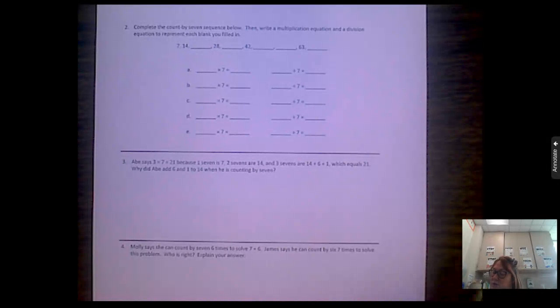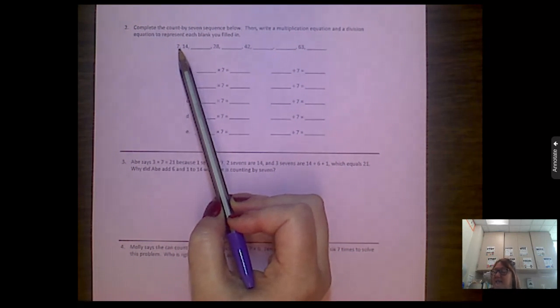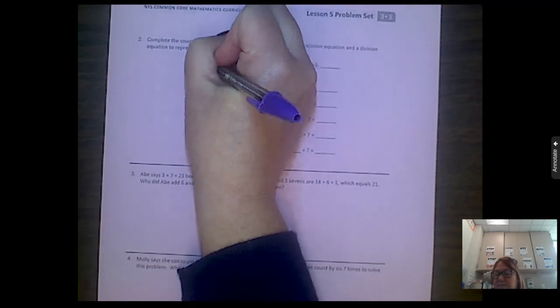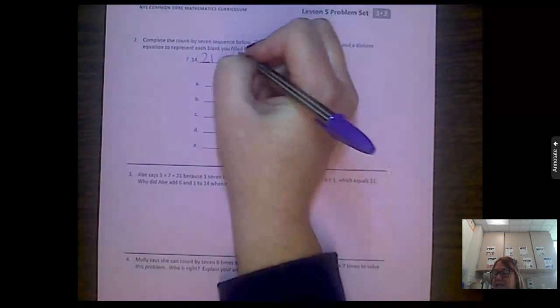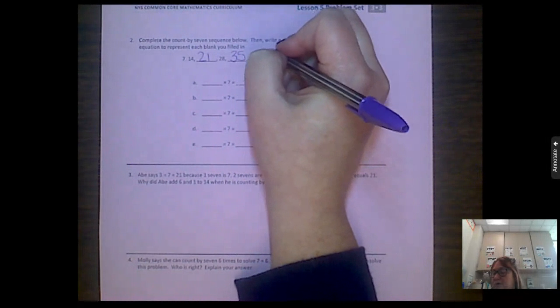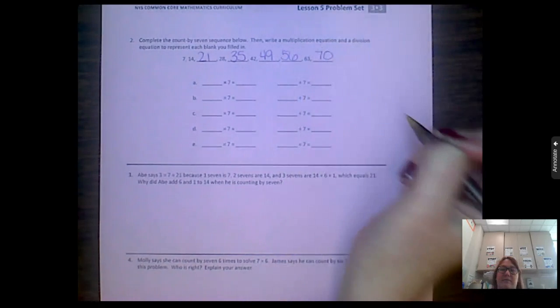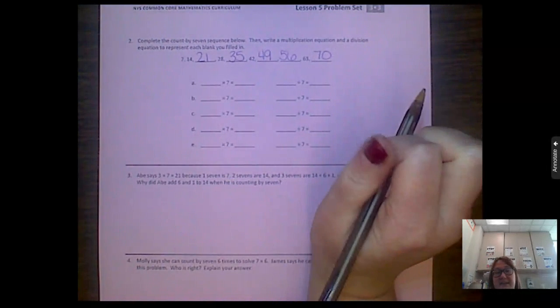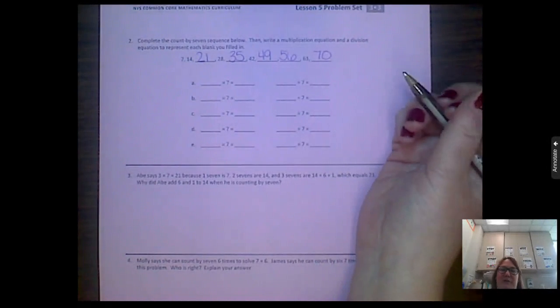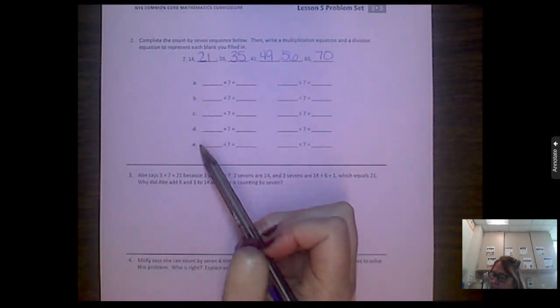Okay, we need to fill in our blanks here. So we have 7, 14, 21, 28, 35, 42, 49, 56, 63, 70, 77, 84. Count your sevens out the door. And you just want to march when you hear that song too, because it has such a good military beat. Alrighty. So we have A, B, C, D, and E.